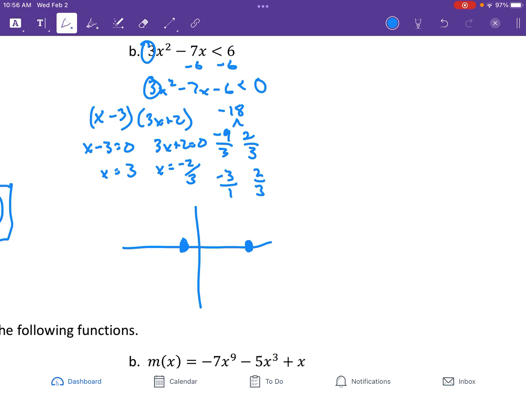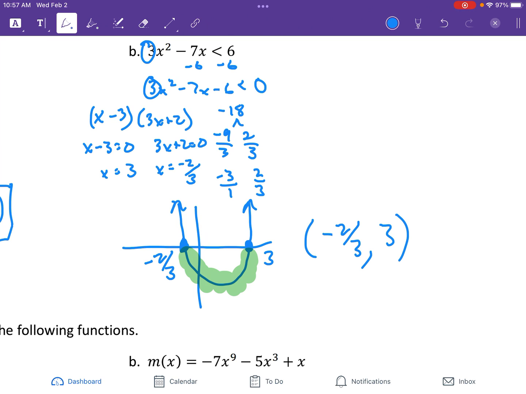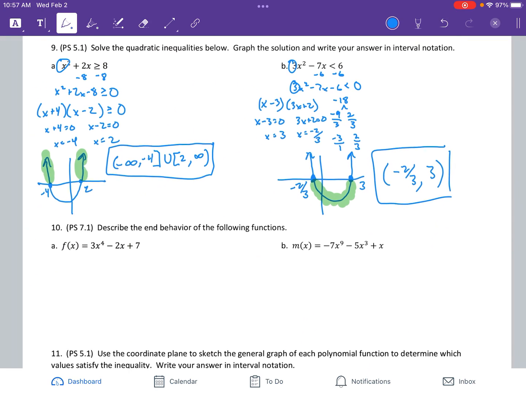The graph is still going up because the 3 is positive in the original part of the equation. It's going to look like this. All right. Now I do my highlighted part. The inequality sign says less than, so I want to be below the x-axis. This is all the stuff I'm looking at. So I'm starting off at negative 2/3, and it's going to be a parenthesis because it's not equal to. I'm going to go towards positive 3, which is where I'm going to end with a parenthesis. And this is my interval notation.